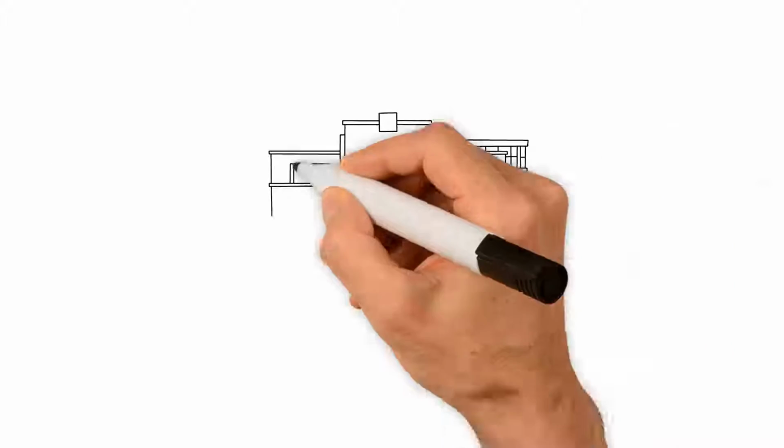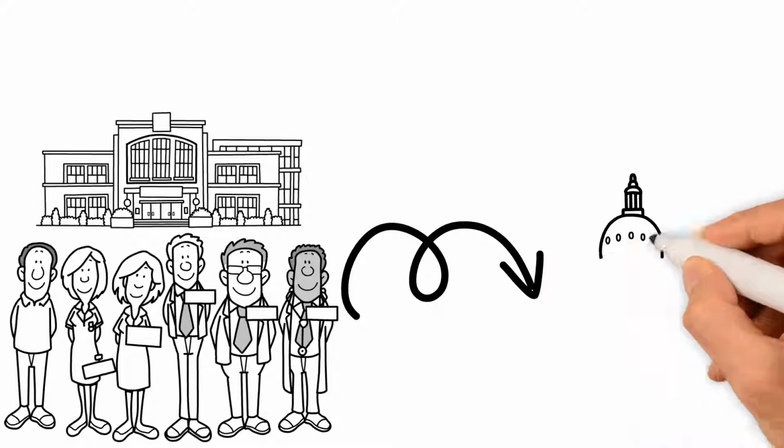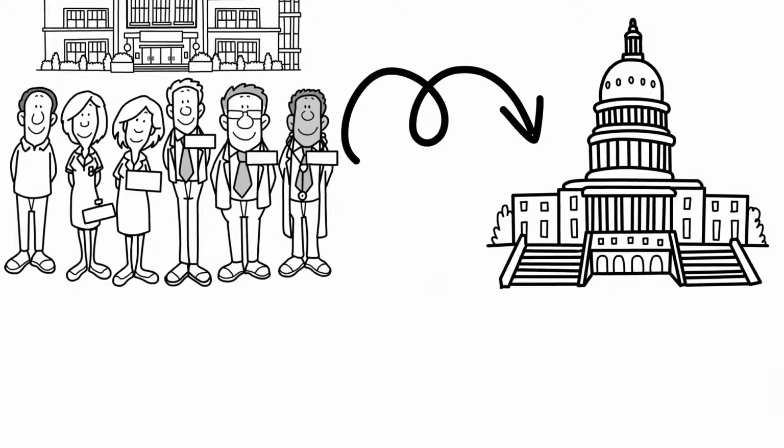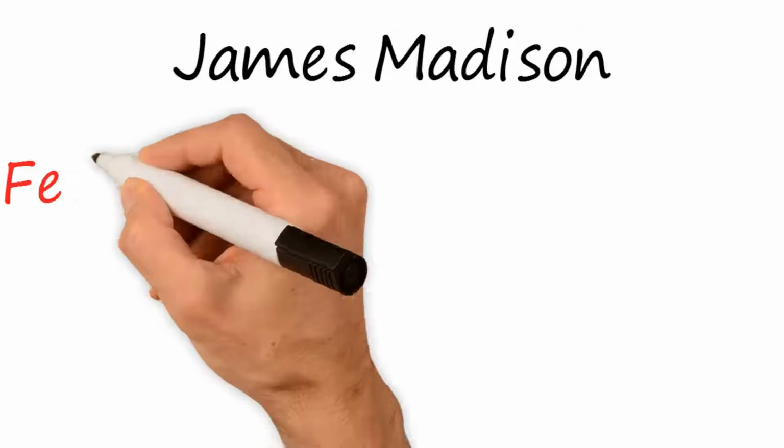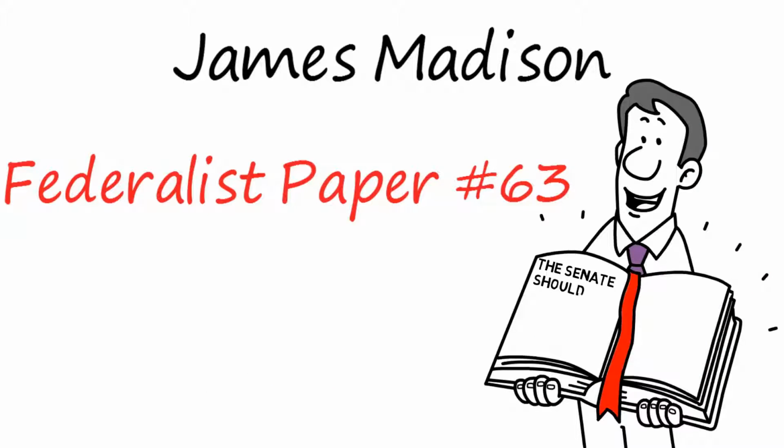The framers of the Constitution made sure that the Senate would be small. This would keep it more orderly than the larger House of Representatives. As James Madison wrote in Federalist Paper No. 63, the Senate should be a temperate and respectable body of citizens that operates in a cool and deliberate way.